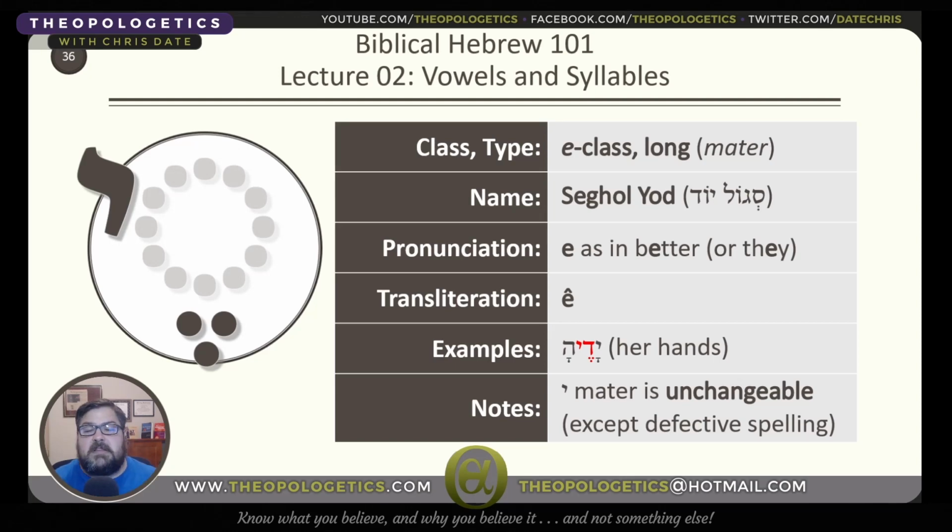So that will be something you have to keep an eye open for, as the transliteration will very often be indistinguishable. An example of a word that has this mater in it is yadea, meaning her hands. That segol followed by the yod is the segol yod mater, and again the yod mater is unchangeable.